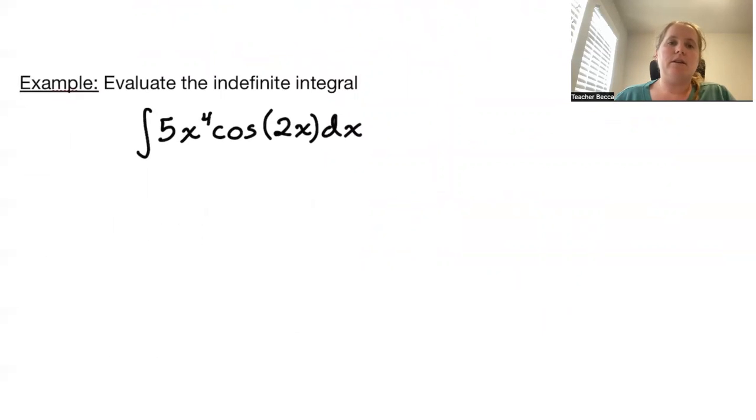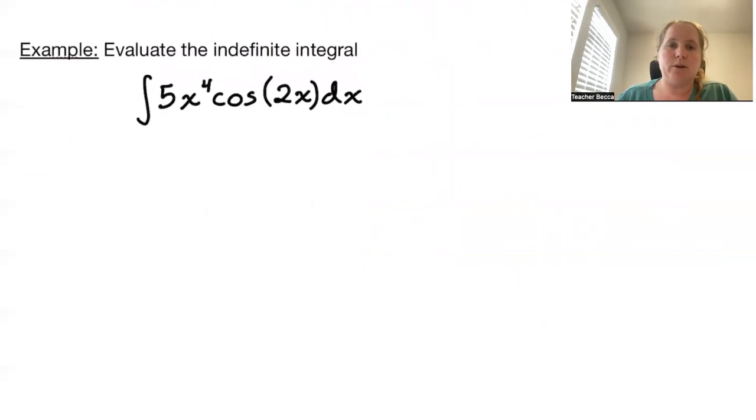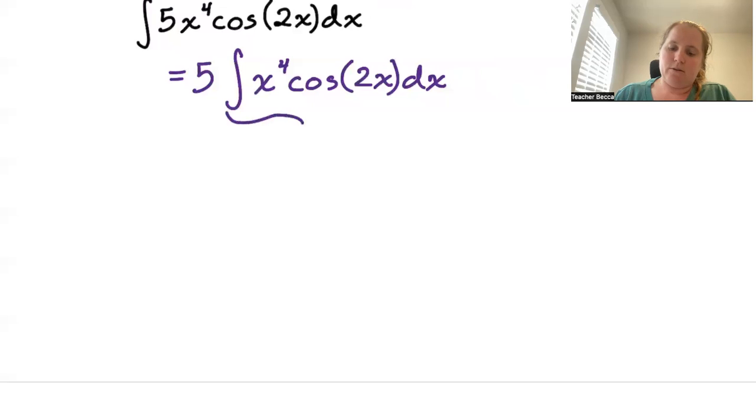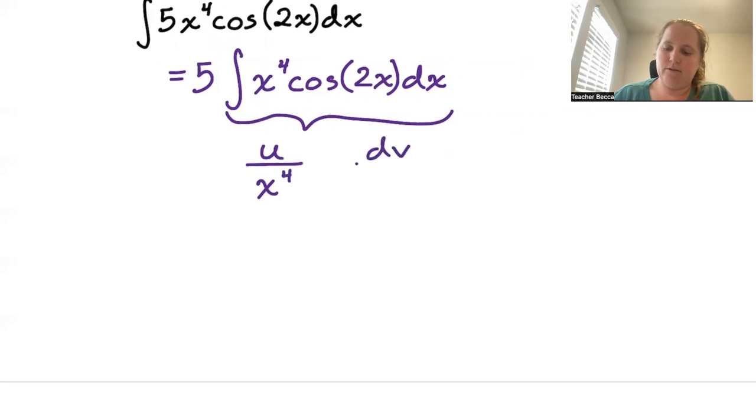Now let's go ahead and find the indefinite integral. The integral of 5x to the 4th cosine 2x dx. It's up to you whether you want to pull the 5 out front or just work with it. I'm going to just leave it out front for now. So this is 5 times the integral of x to the 4th cosine of 2x dx. Working just on that integral, take for our u x to the 4th. For our dv, let's take cosine of 2x.